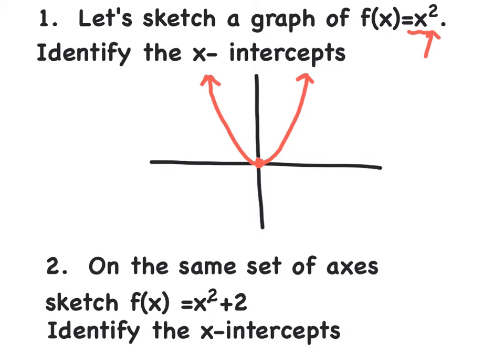Then it says identify the x-intercepts. Well, I would say there is one x-intercept, and we'll call that point (0, 0) at the origin. Again, another name for this x-intercept would be a zero.